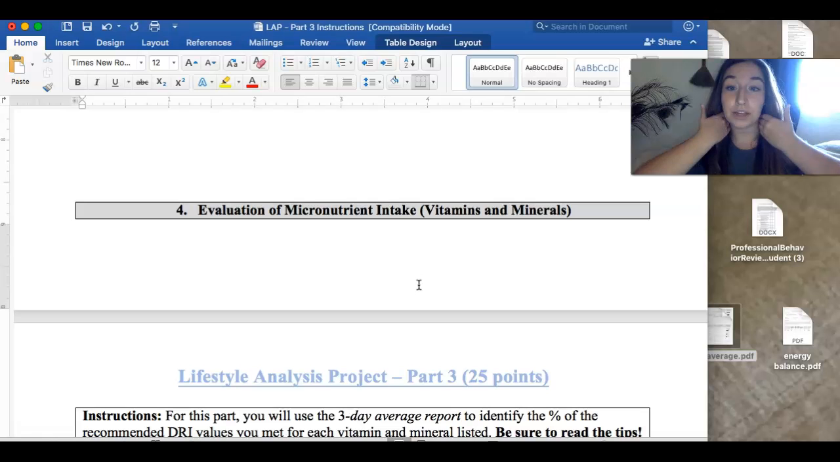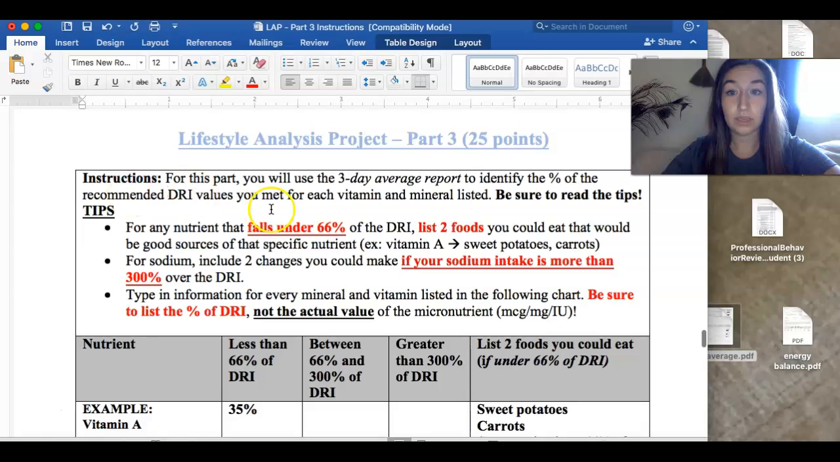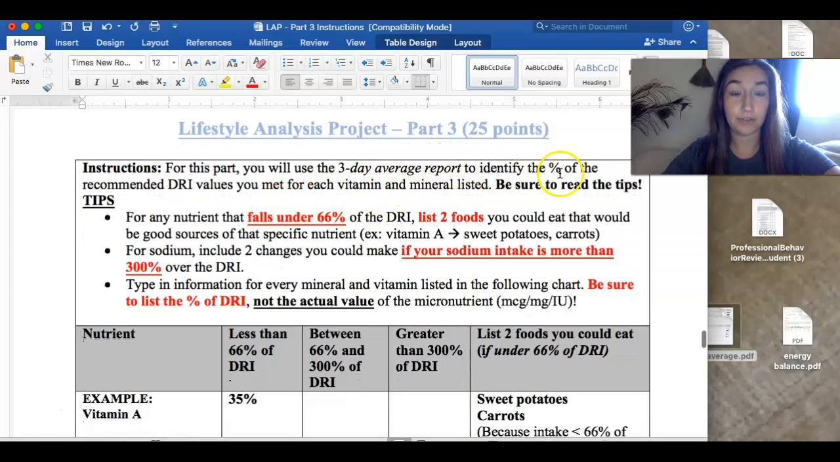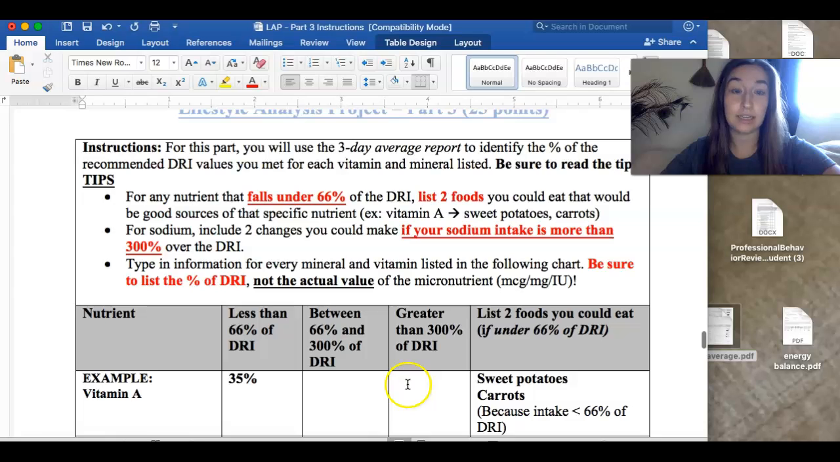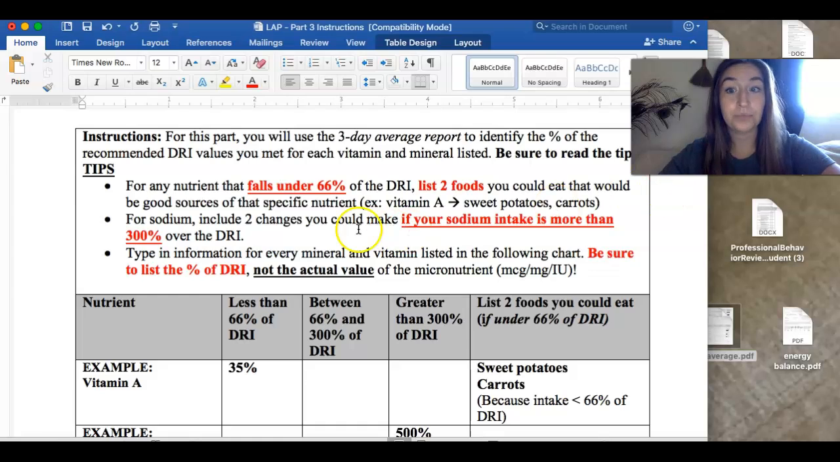All right, evaluation of our micronutrients. You're going to use the 3-day average report to identify percent of your recommended DRI values for each vitamin and mineral that is listed in this chart. So we have the tips here. Any nutrient that falls under 66% of the DRI, you need to list 2 foods that you could eat that would be a good source of that nutrient. So if you are below 66% in vitamin A, you could list sweet potatoes and carrots.